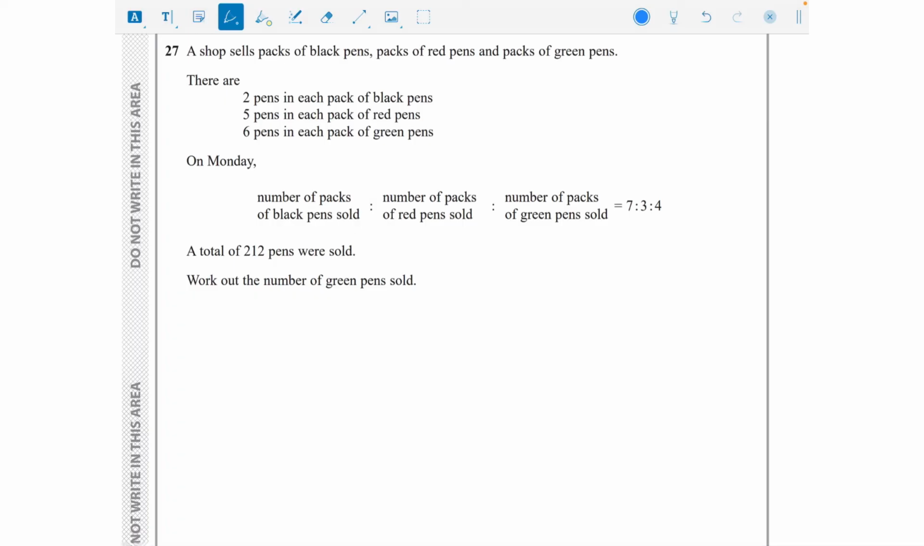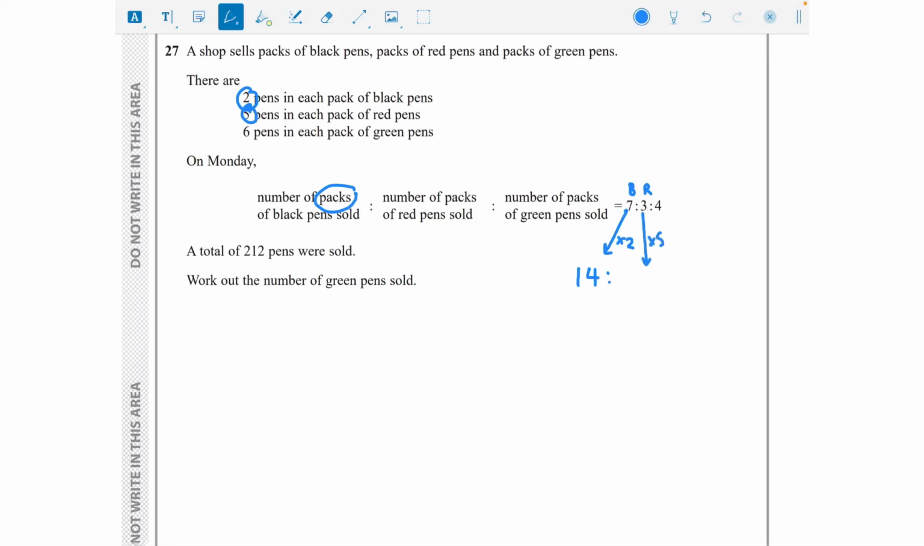So there are 2 pens in each pack of black pens. So the ratio is 7 to 3 to 4, but that's talking about packs. Okay, so we need to say, right, well, every pack had 2 in it. So this ratio would become 7 times 2, because there's 2 pens in every pack. So the ratio of the number of pens is 14. Now, that was for black pens. The middle one is for red pens, and every pack of red pens has 5 pens in it. So we're going to times that section by 5.